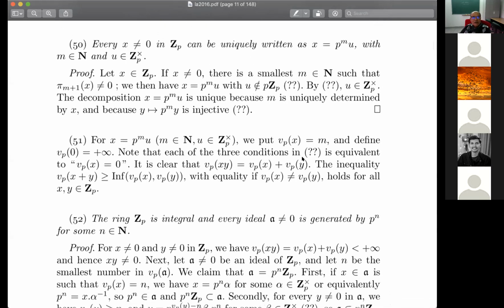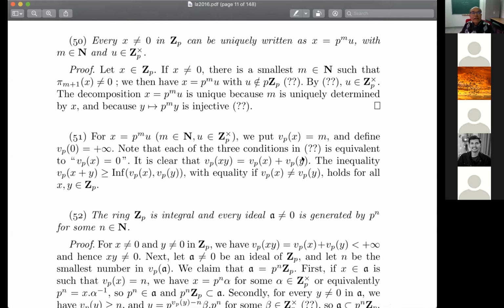Okay, so the next assertion I want to make is that every non-zero X in ZP can be uniquely written as X equals P to the M times U, where M is in N, the set of natural numbers, so 0, 1, 2, and so on, and U is a unit, or an invertible element, of ZP. So every X can be uniquely written in this way. Okay. So here's the proof. It's not very long.